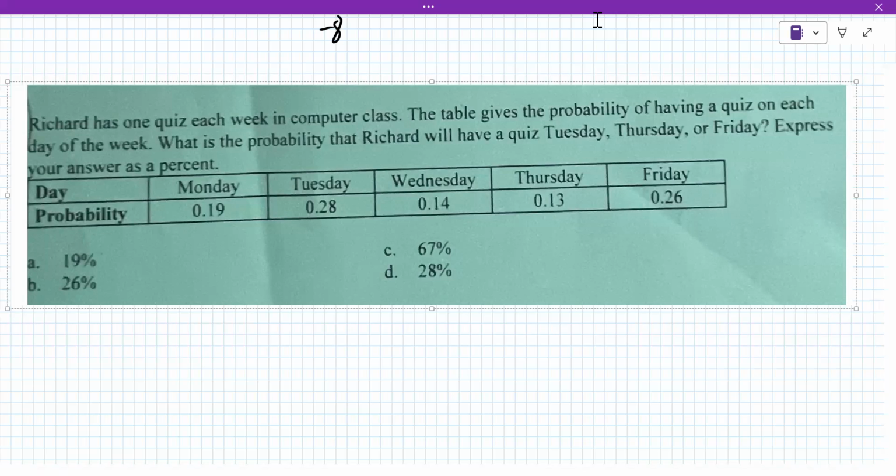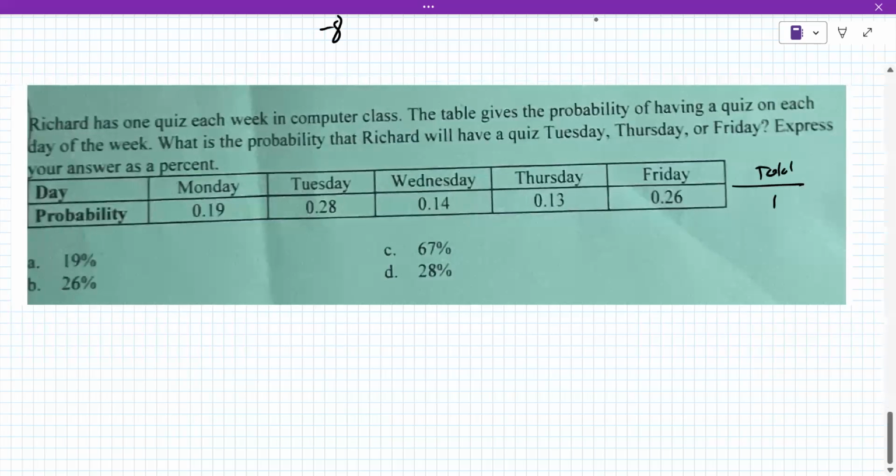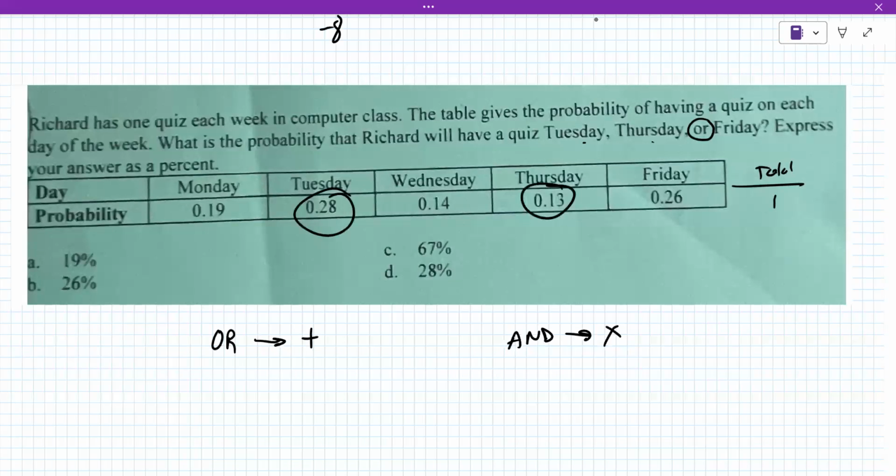That's actually probably a good idea for most of you students out there to do, to see which day was more likely to get a quiz. You probably already do that. So the table gives you the probabilities. The sum of them, the total, should be 1 if you add them all up. Now we're asked, what is the probability that Richard will have a quiz on Tuesday, Thursday, or Friday? So "or" in probability generally means plus, and "and" generally means multiply. So you've got to add up the probabilities for Tuesday, Thursday, Friday.